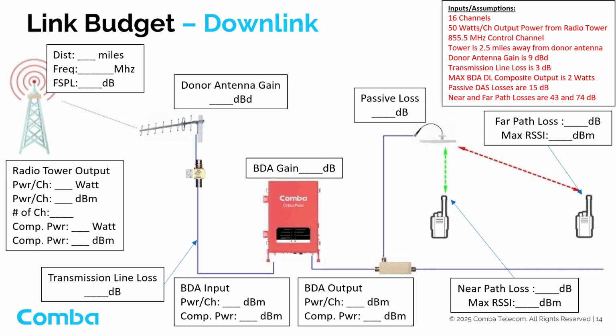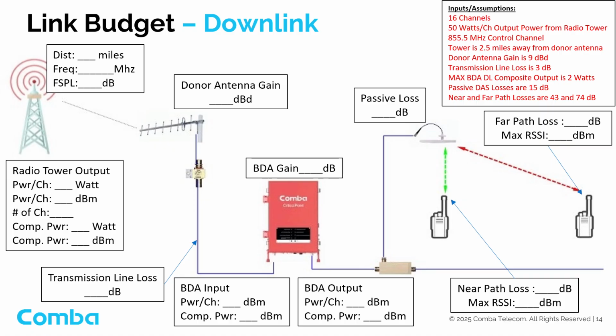To complete a full downlink link budget, the following input parameters are required: the number of system channels, the radio tower channel ERP, the control channel frequency, the free space path loss to the donor site, the donor antenna gain, the cable loss between the BDA and the donor antenna, the BDA maximum downlink composite power, the passive DAS loss, and the near and far radio path losses. For this example, the input parameters are listed in the box at the top right of the screen.